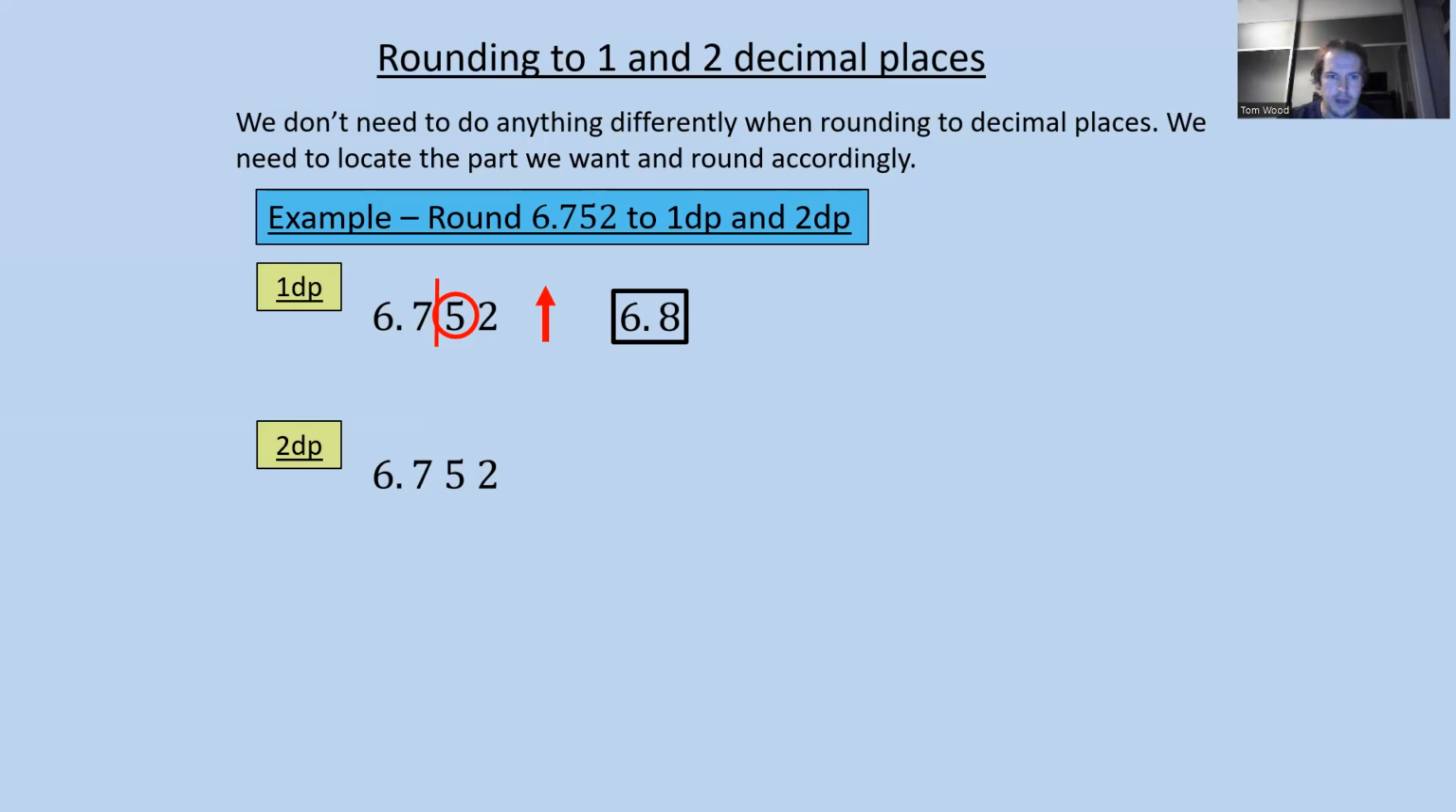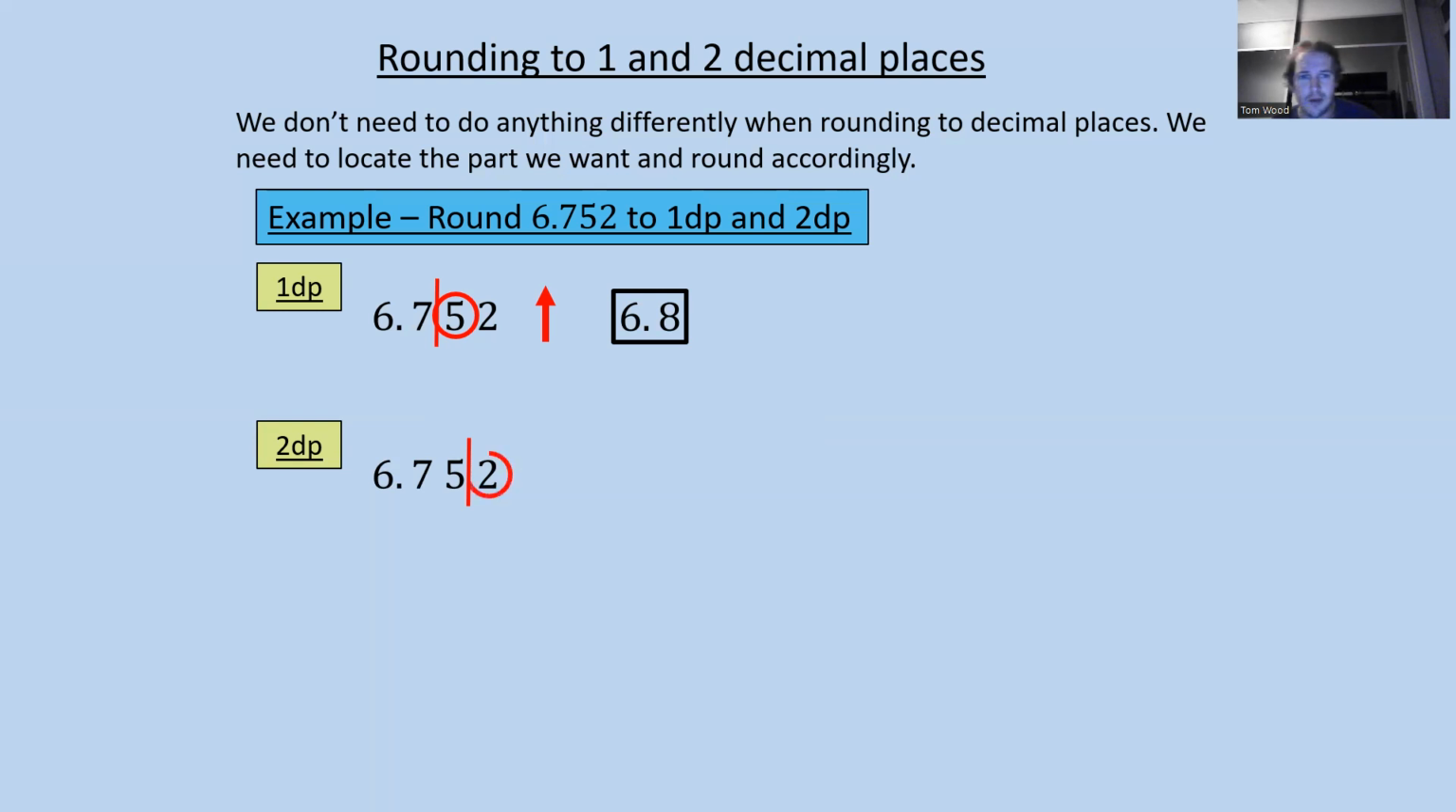Okay, the second decimal place is where that 5 is. So I'm going to put my line in there. All the other numbers I will get rid of. My options are 6.75 or 6.76. It's only that very end number that's going to change. In this case, you can imagine the top one is rounding to the nearest 10p, and the bottom one is rounding to the nearest penny.